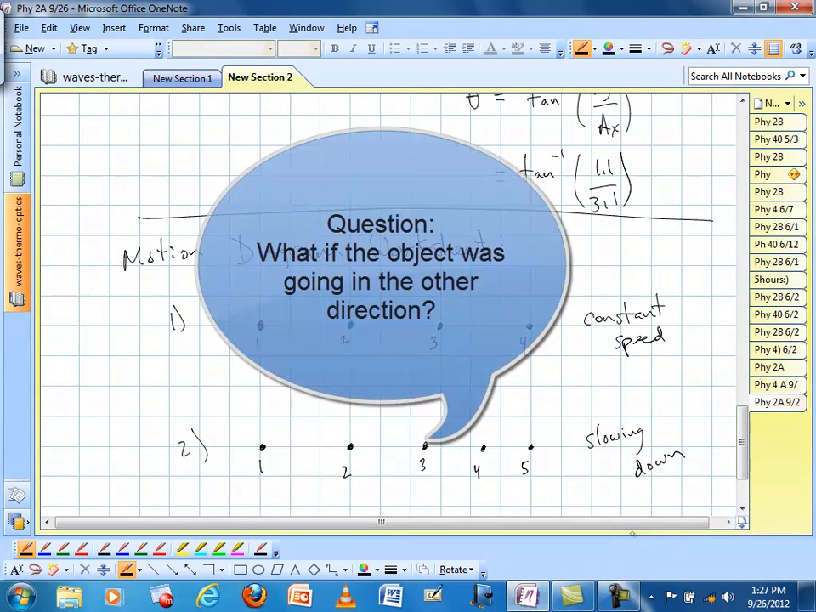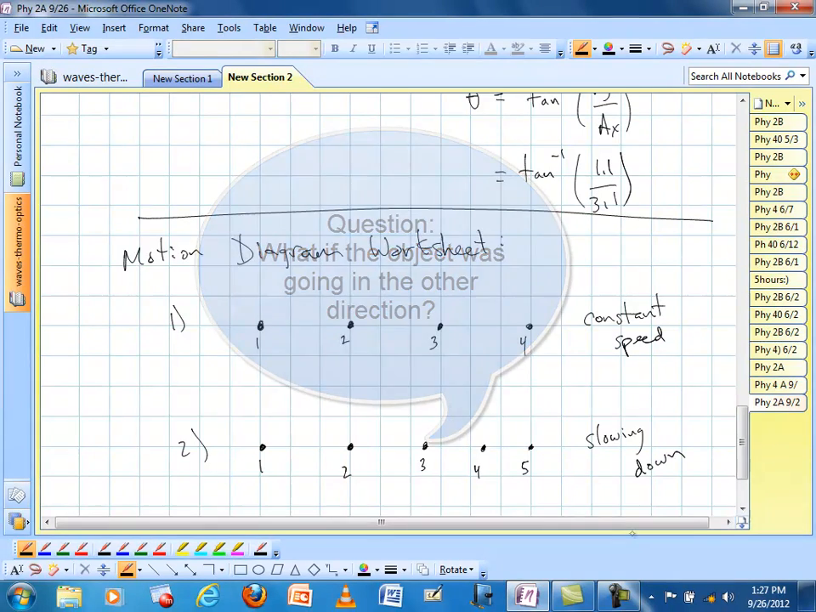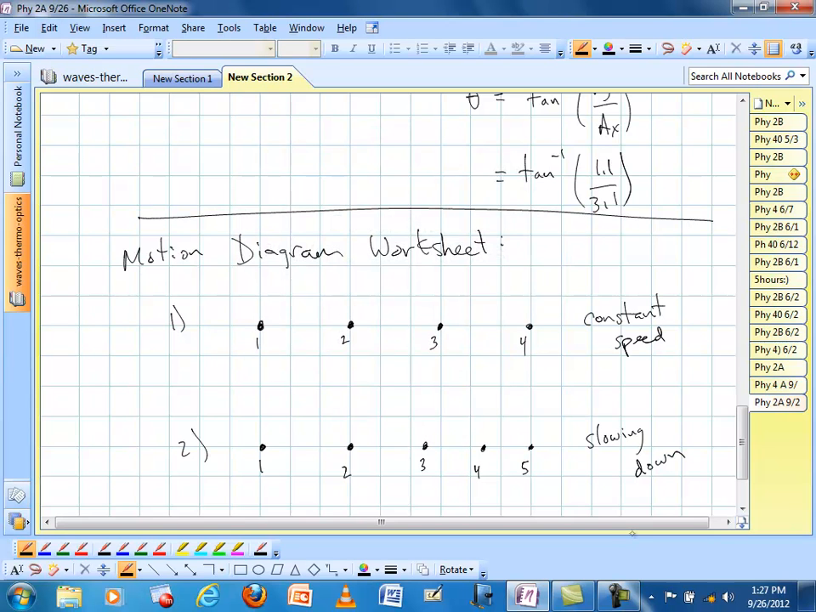Question? For number 1, are we supposed to assume that it's moving in one direction, like it doesn't go back and then move forward again? Yeah. So what I did, I put the numbers there to indicate the direction. If I had numbered it from right to left, then we would assume it was moving to the left, because the first flash we would see it on the right side of the screen, and this next flash it would be to the left a little bit.